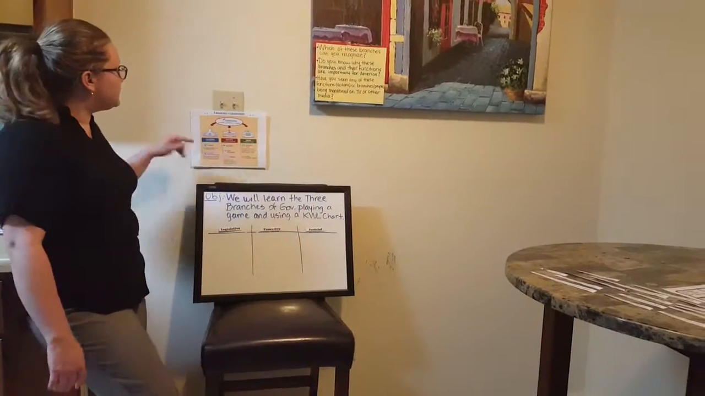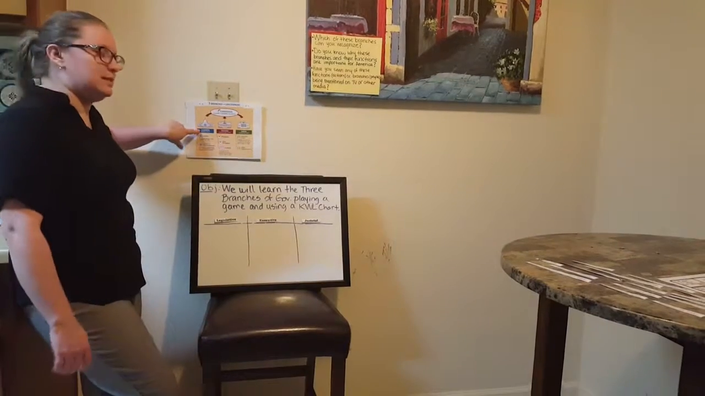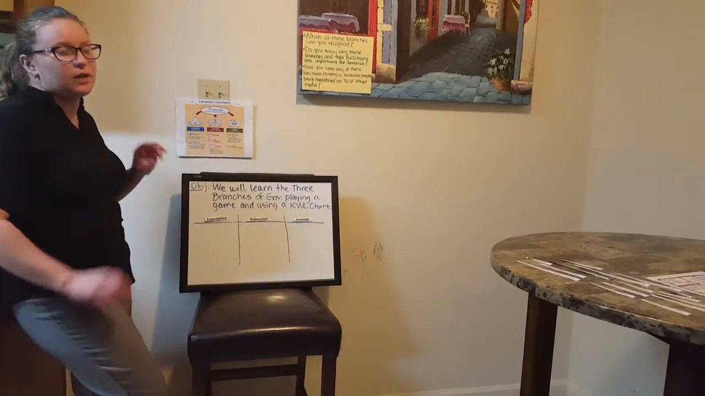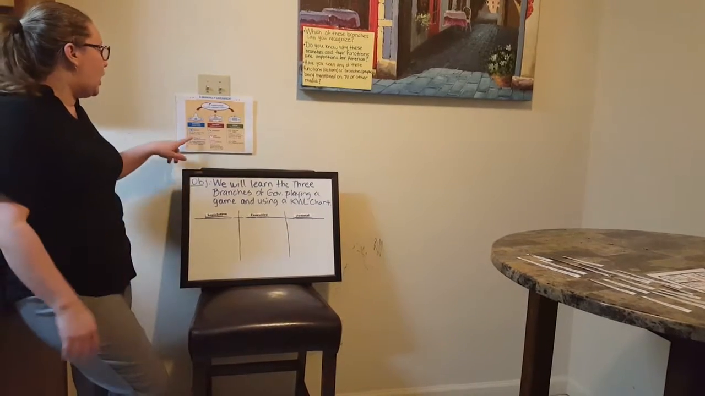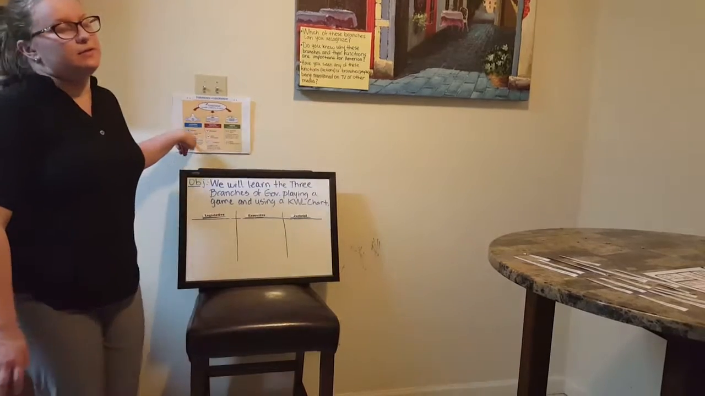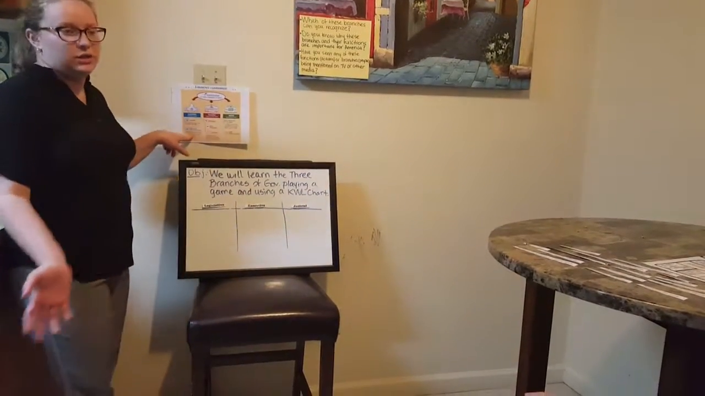Okay, so the three branches of government would be your legislative, which makes the law, which are your Senate. We have 2 senators each state, so it equals 100 senators total because we have 50 states. And then the House of Representatives varies depending on the population of each state.